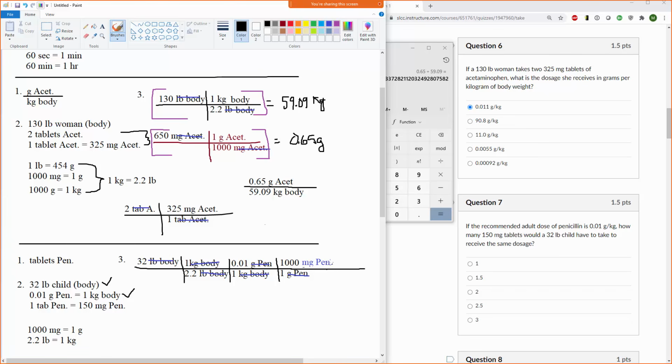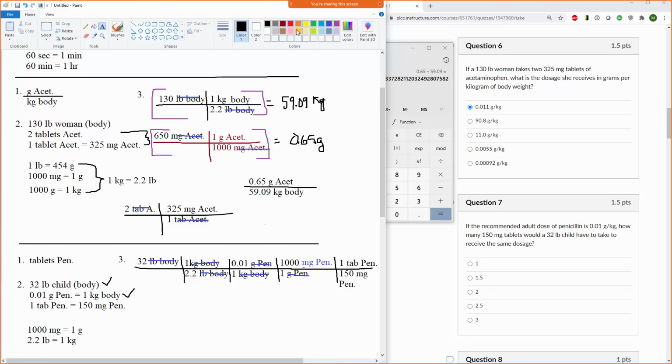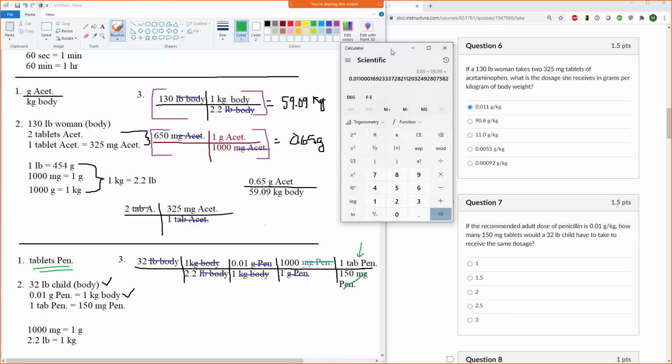We still need to get to tablets. What shall we do? Perfect. Nicole says we need 1 tablet of penicillin over 150 milligrams of penicillin. And we want to put the milligrams of penicillin on the bottom because then milligrams of penicillin divided by milligrams of penicillin will cancel, and I'm left with tablets of penicillin, which is exactly what I wanted, so I can stop the insanity and just plug it in.